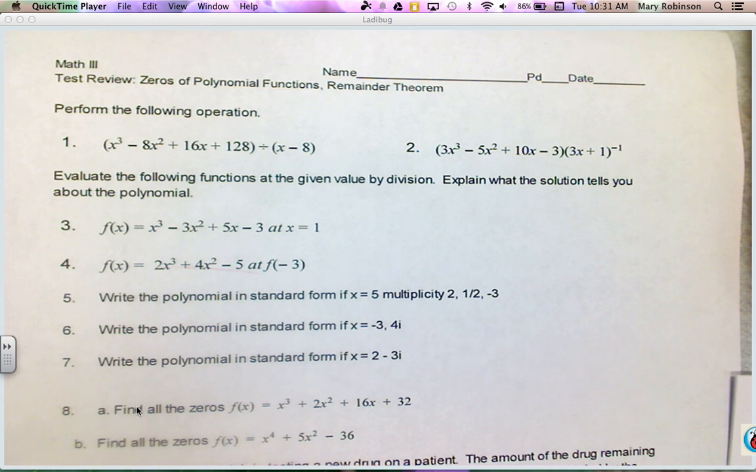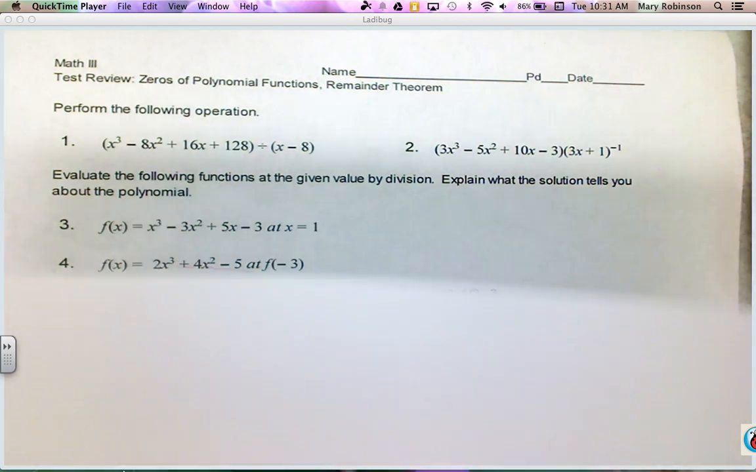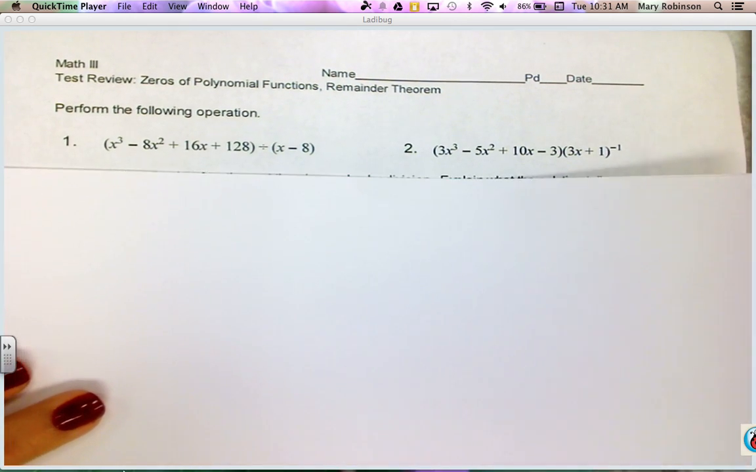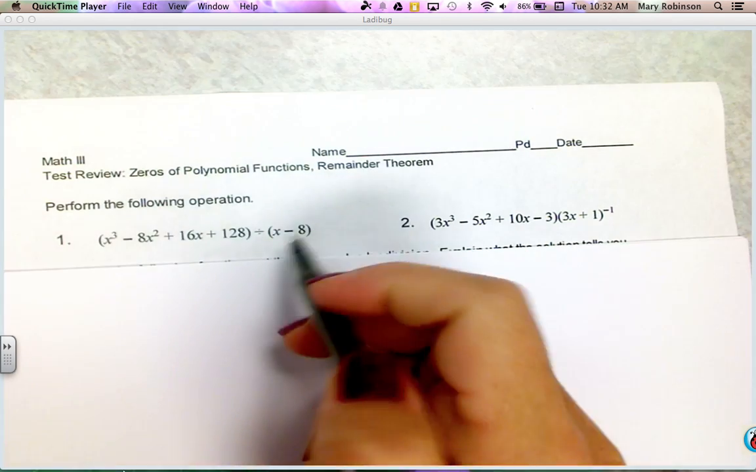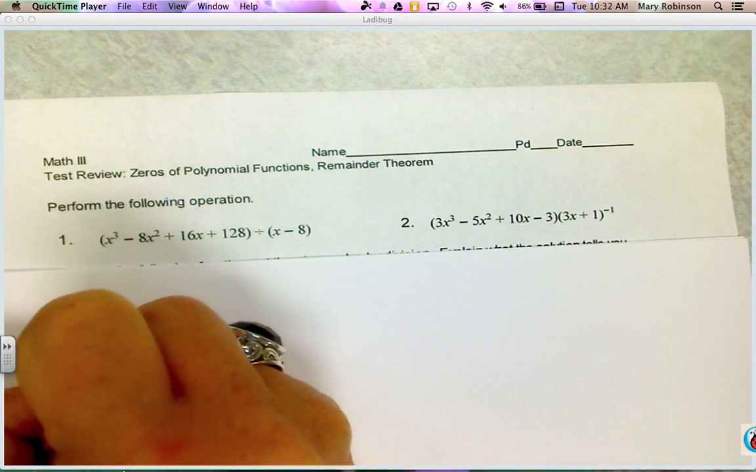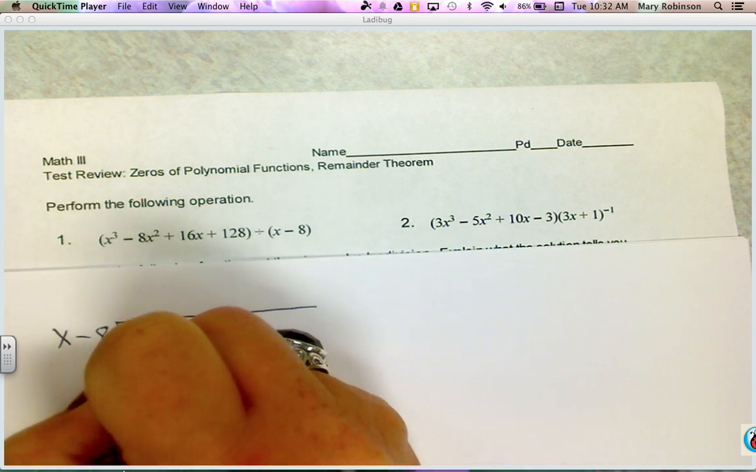Hi, in this video I'll be working out problems 1 through 4 on Test 2's test review. So, on a separate sheet of paper, 1 and 2 are long division problems, so we're going to start off with our divisor on the outside and our dividend underneath.